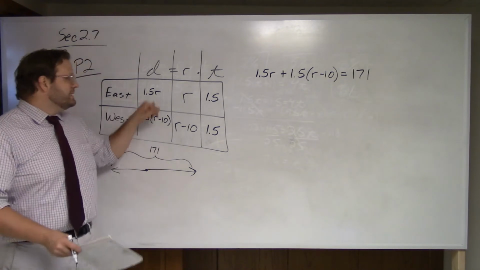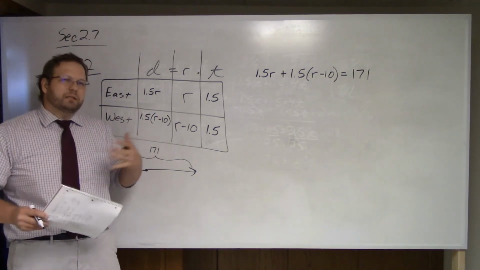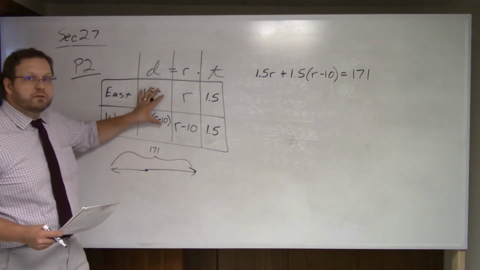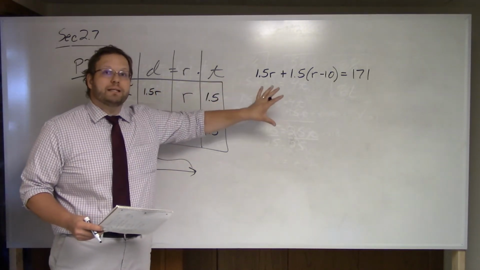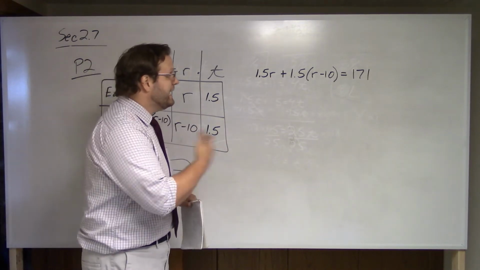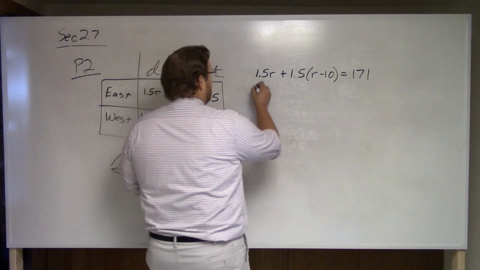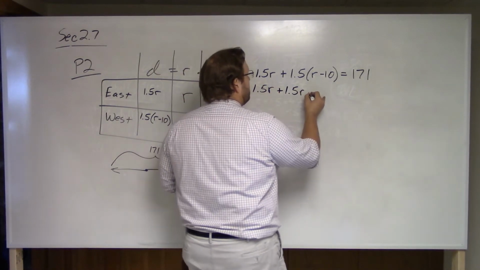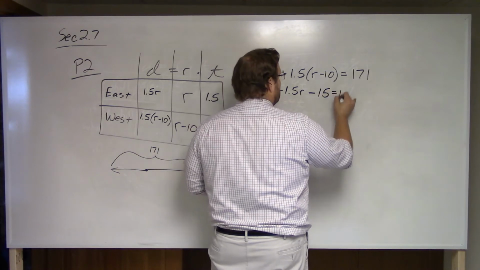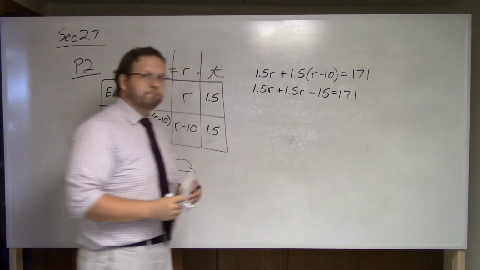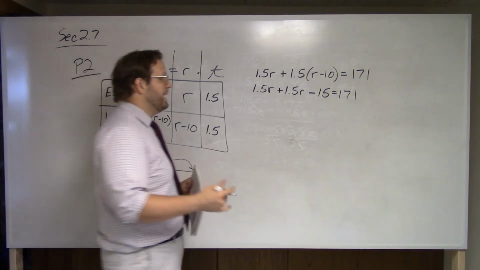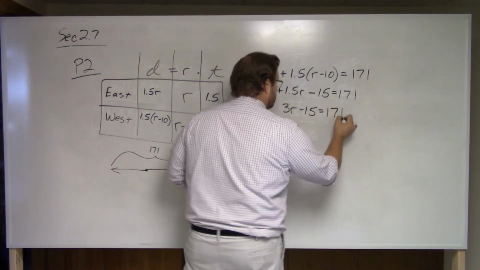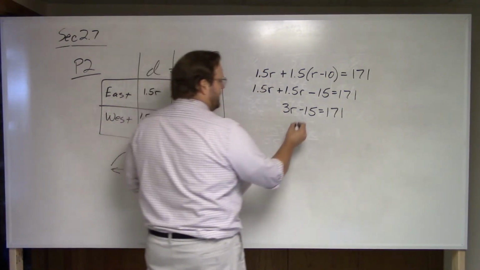It's not always set these equal. This is where we have to think a little bit and add a little bit of finesse to the problem. We know we're going to do something with these, but we have to interpret what needs to be done. And now I solve my equation. So I've got 1.5r plus 1.5r minus 15 equals 171. Combine like terms to get 3r minus 15. I add a 15.